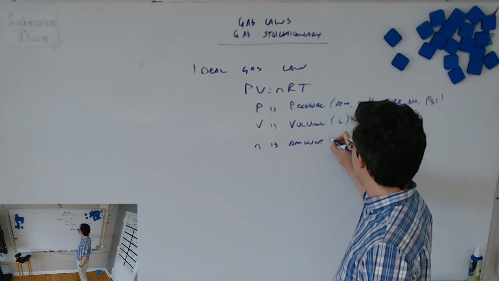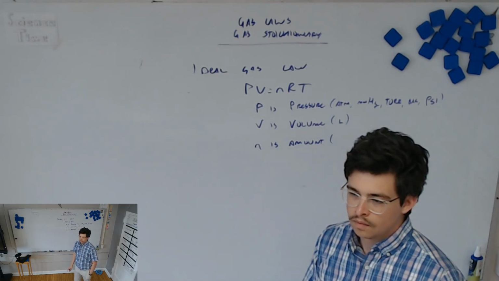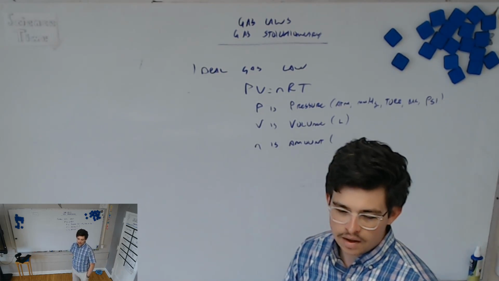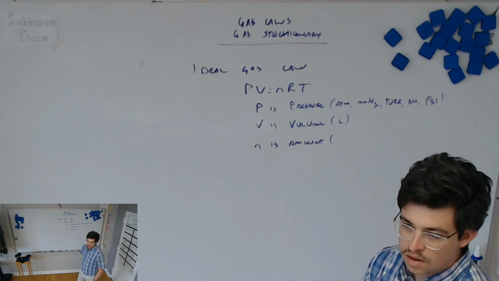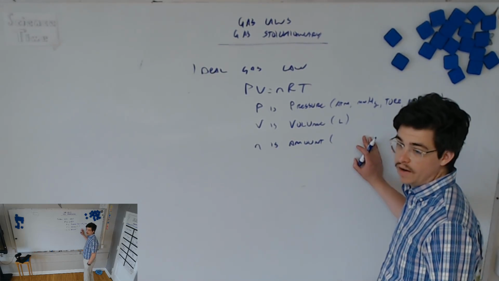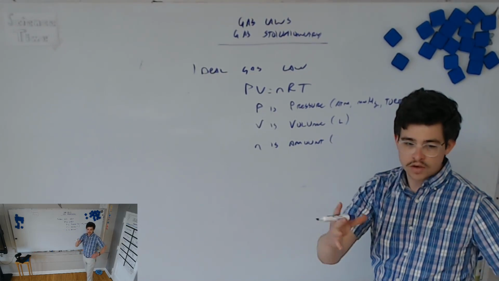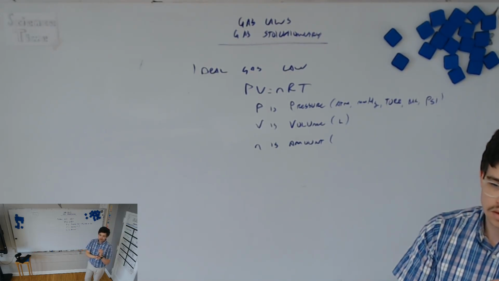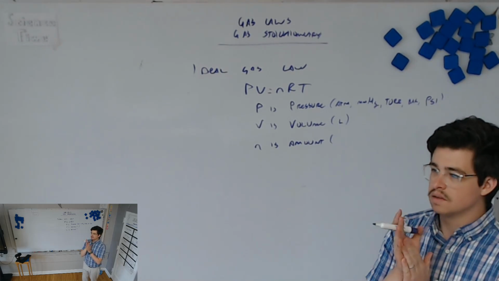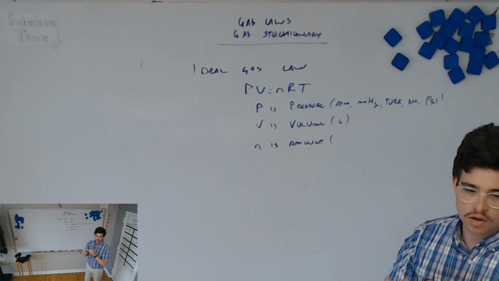N is amount. How do we measure the amount of a substance? I feel like you should know this. In fact, I know you should know this. Volume is one way to measure how much we've got, but that's not really amount. Volume can vary, but what determines how much stuff there is? Mass is another way we could do it, but that doesn't really change, but this is not mass. There's another way we measure amount.